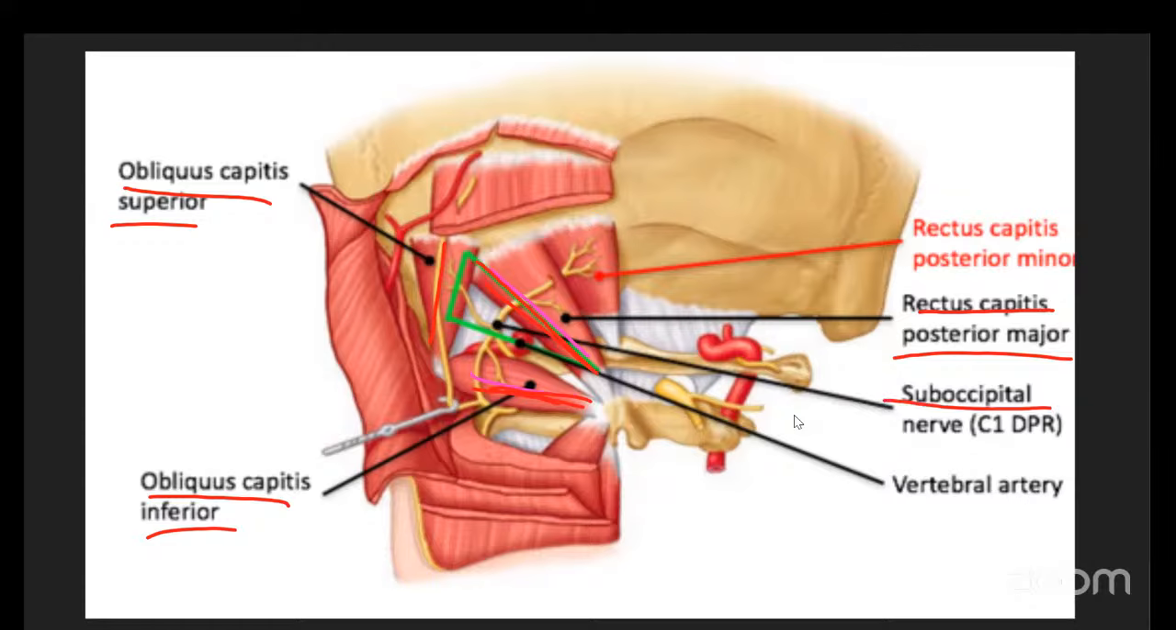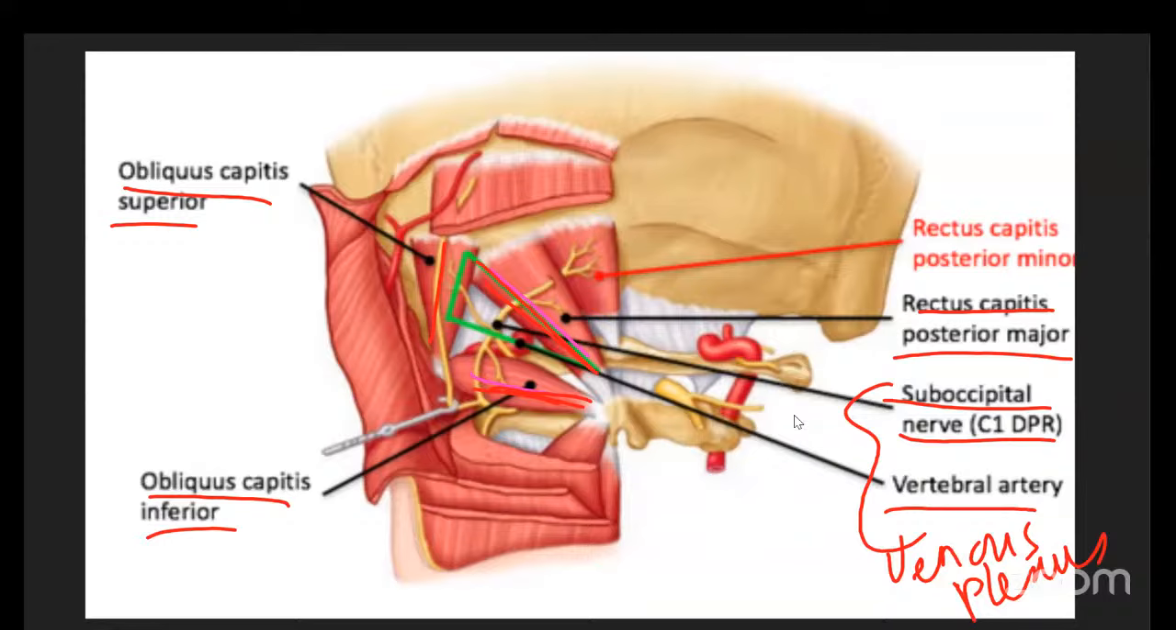What do we have here? We have suboccipital nerve as the content, we have the vertebral artery as the content, and there's another thing which was the venous plexus. So if somebody ends up asking you the contents of the suboccipital triangle, there are three: vertebral artery, vertebral venous plexus, and the suboccipital nerve. And the triangle is used to identify the vertebral artery before its mobilization.